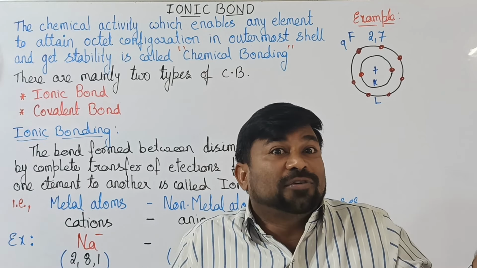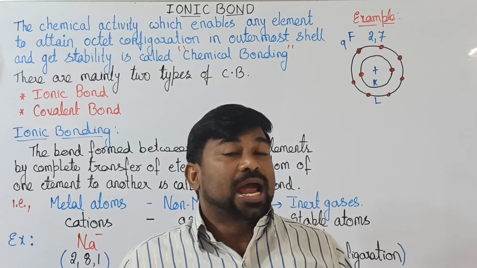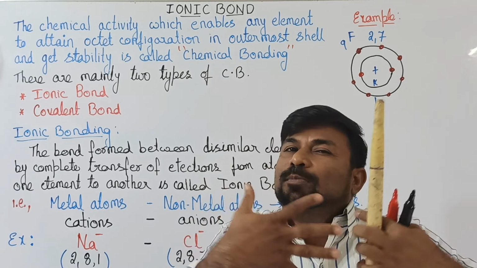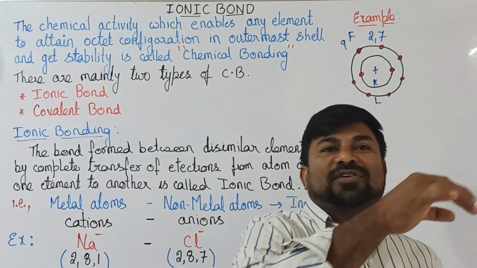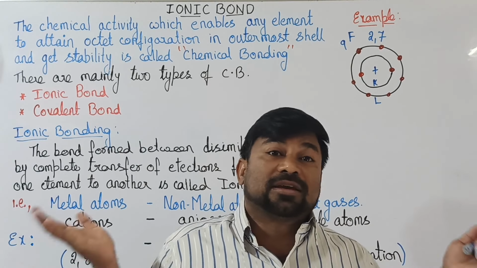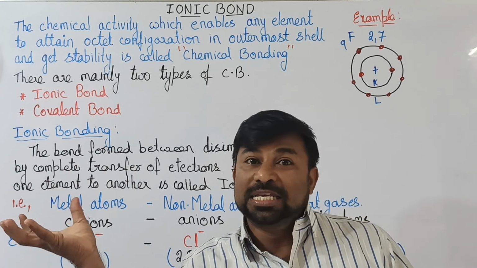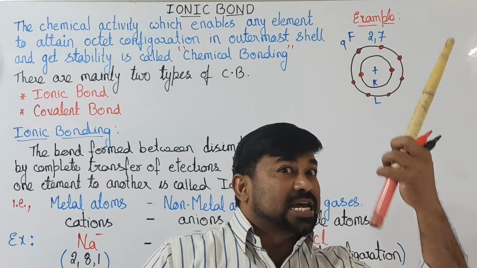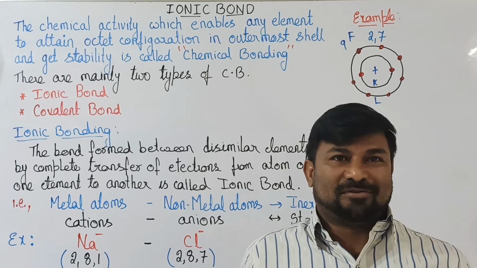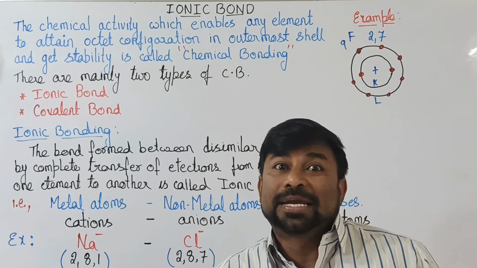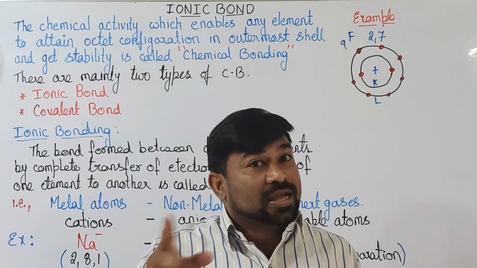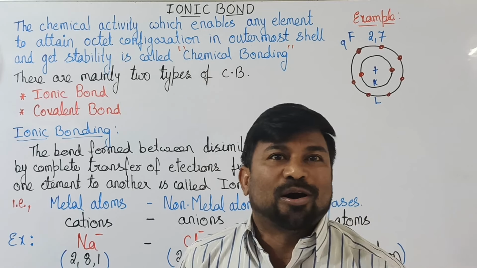So there are two different characters: one is ready to lose and one is ready to gain. If the chemical activity goes on between both of them by complete transfer of an electron from one atom to another, where one is metallic, the other non-metallic, different elements, one losing the electron and the other gaining it, right, if the bonding goes on by complete transfer of electron from one variety of element to another variety of element, then we call it an ionic bond. Let's go for that.